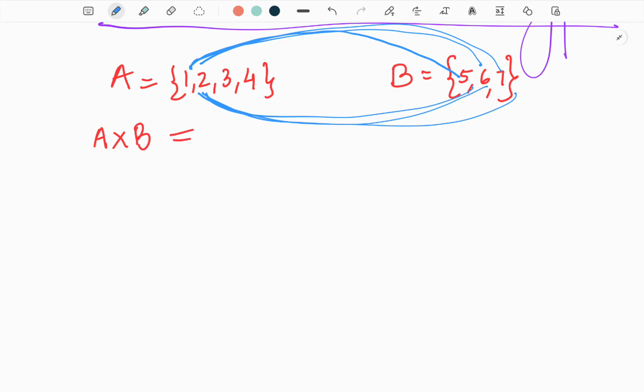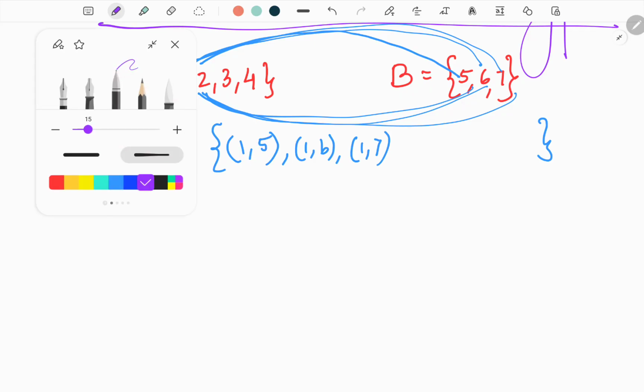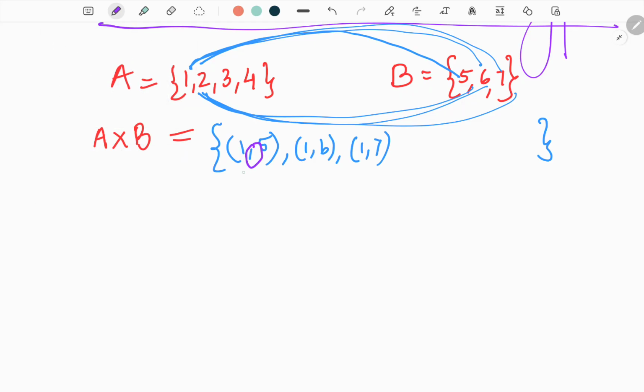So if you want to connect all the elements of two sets, it is known as Cartesian product, and the elements of the Cartesian product will be in the form of ordered pairs like (1, 5), (1, 6), (1, 7), like this. It will be in brackets and the elements will be separated by a comma, and this is known as an ordered pair. This is something which you have learnt in grade 11.